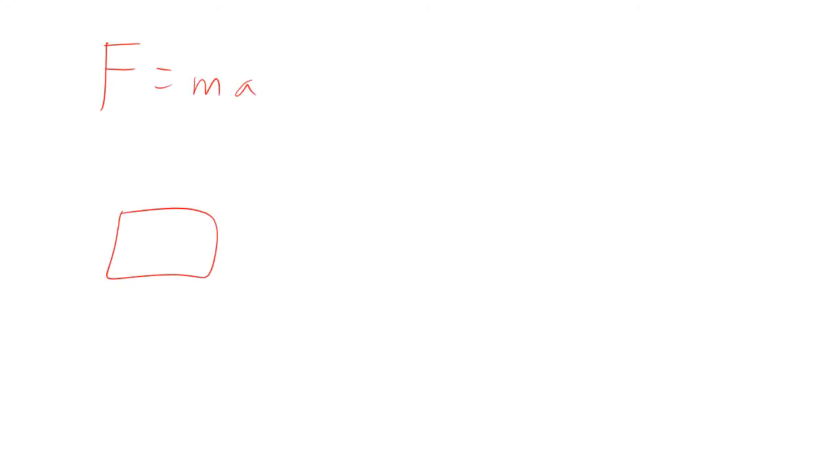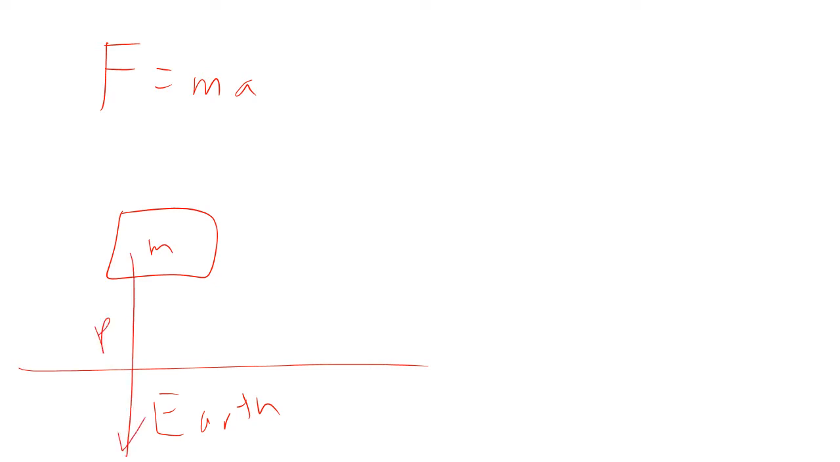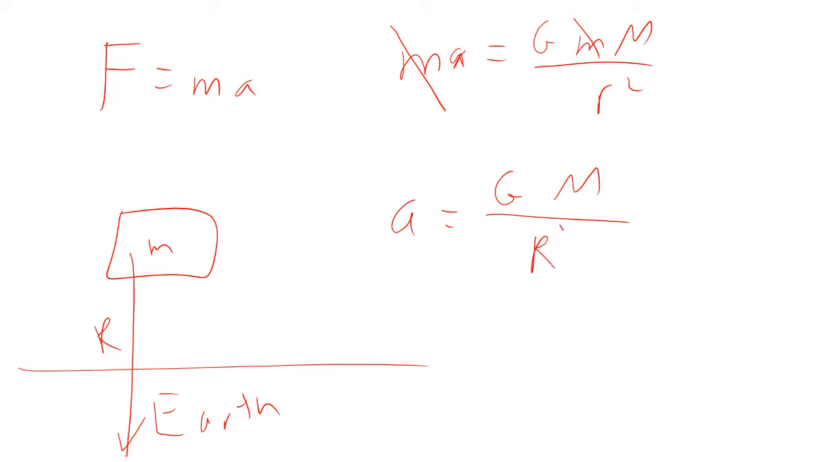So I have an object right here, right near the surface of the Earth. This is the Earth, and this is object m. It's some distance r from the center of the Earth, and so the force is going to be ma. That force ma is G little m big M over r squared. So the little m's cancel, and a is going to be GM over r squared.